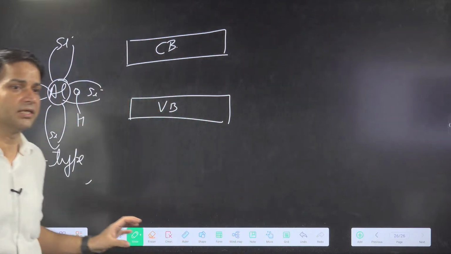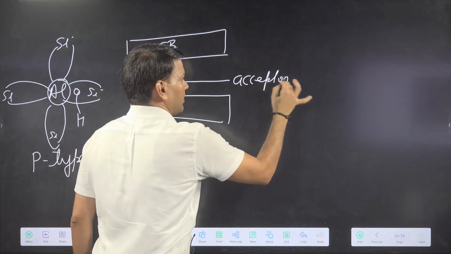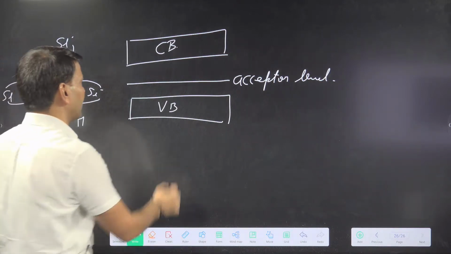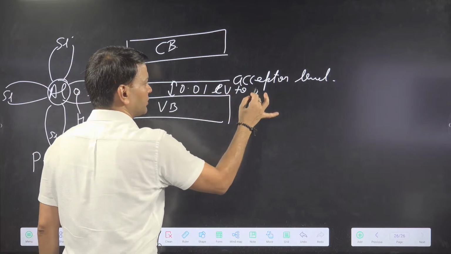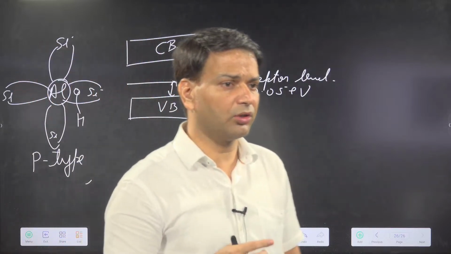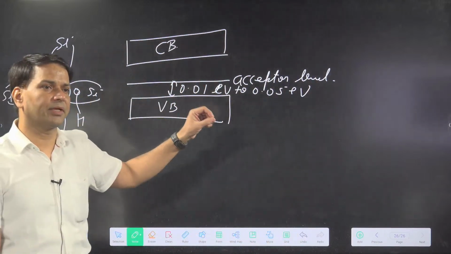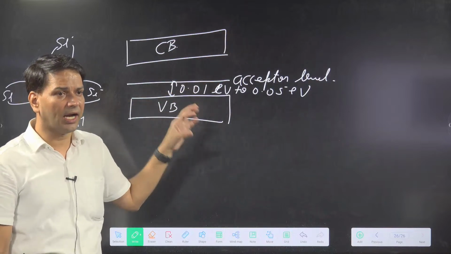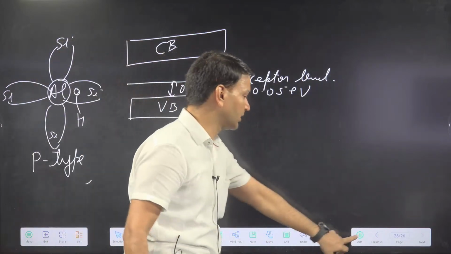So P-type semiconductor develops the acceptor level. It develops the acceptor level that will be closer to the valence band, and here also the energy gap will be between 0.01 electron volt and 0.05 electron volt. So P-type semiconductor develops that acceptor level because they can receive the electron from the valence band, and N-type semiconductor develops the donor level. It will be closer to the conduction band, and the acceptor level will be closer to the valence band. That is the N-type and P-type semiconductor.